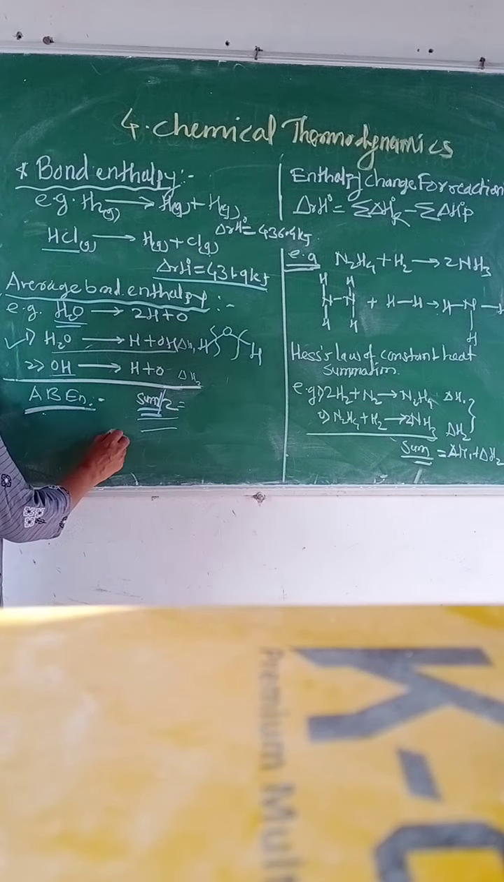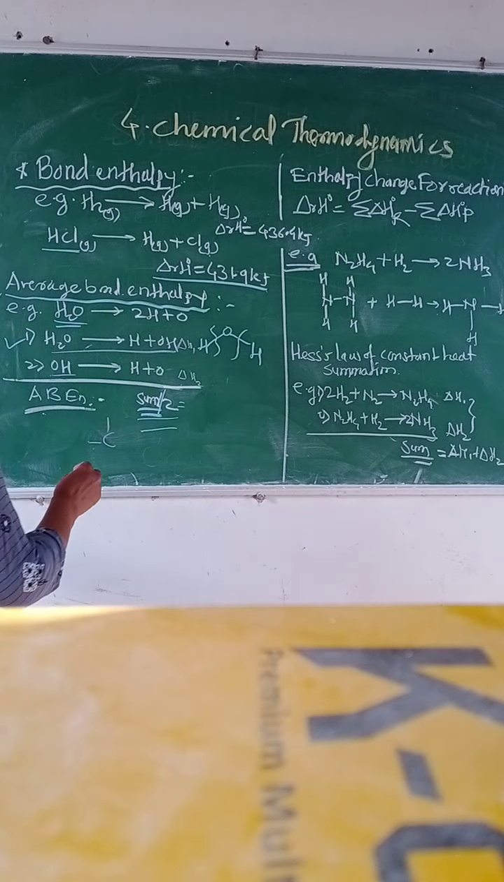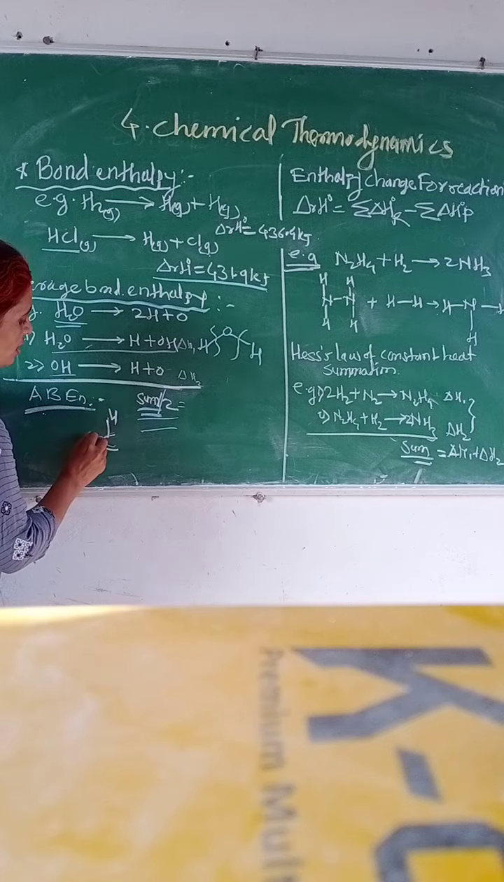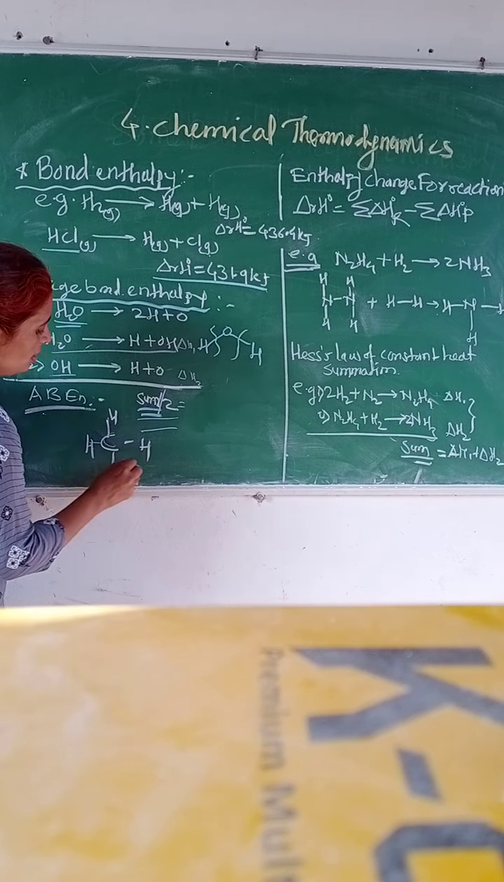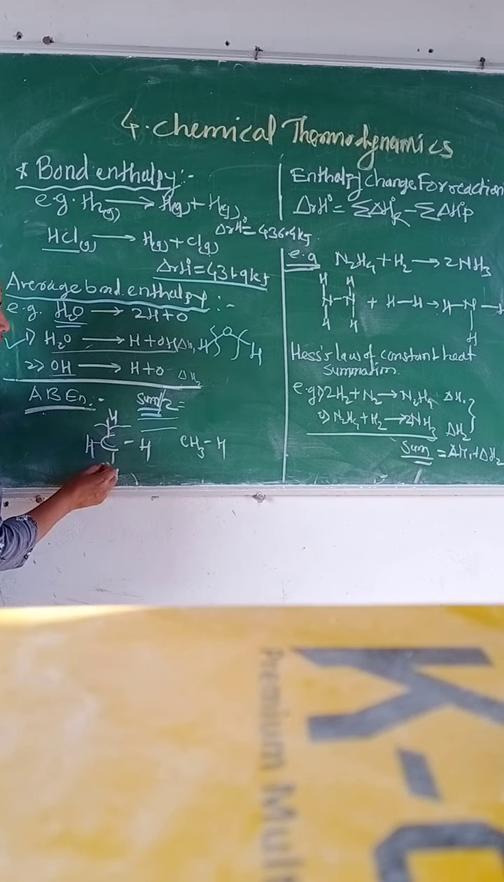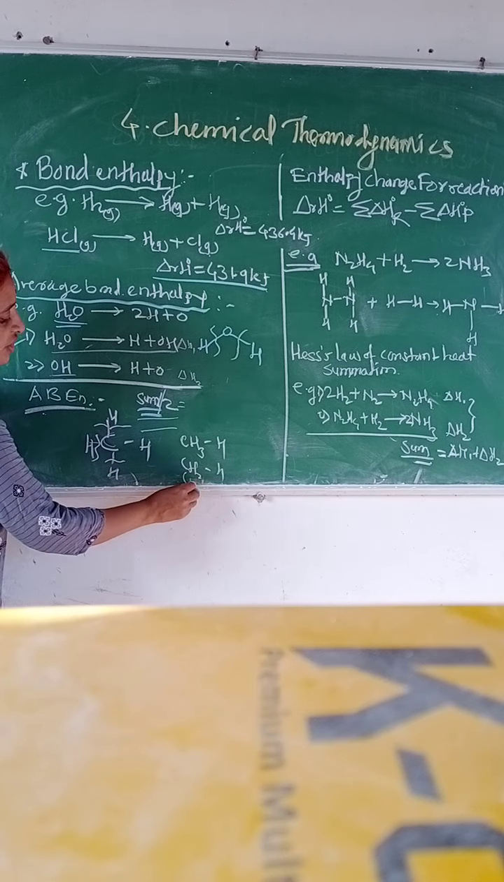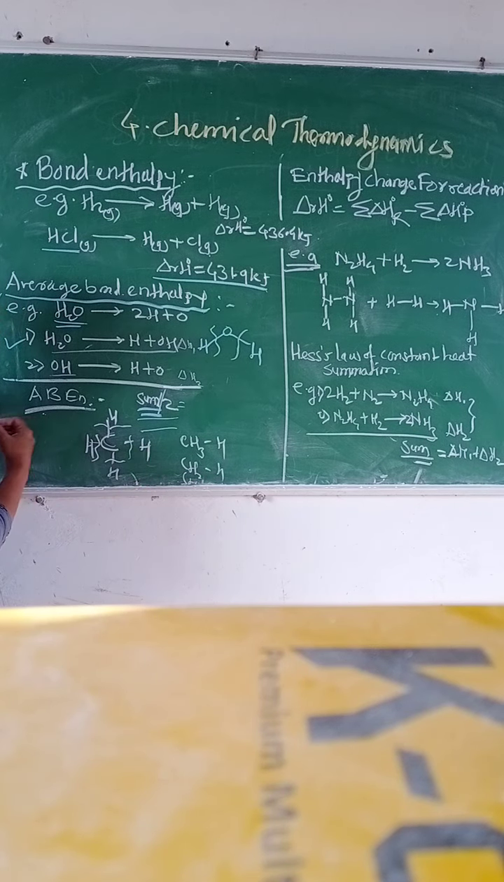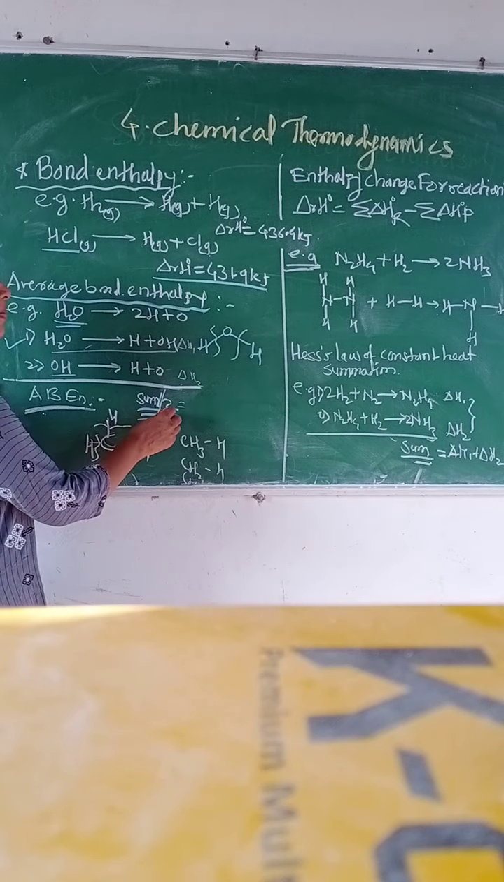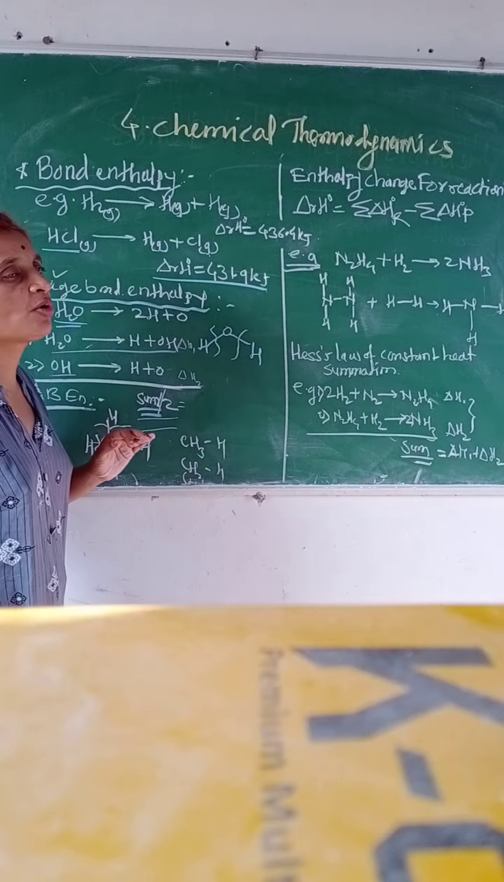Like the methane molecule, carbon has 4 CH bonds, with hydrogen, hydrogen, hydrogen and hydrogen. In the first step, one hydrogen breaks, leaving CH3. In the second step, CH2, one more hydrogen is removed. In the third, CH, one hydrogen. Then again carbon and hydrogen break. We have to calculate the average of these: the addition of delta H1, H2, H3, H4 divided by 4. Here 4 bonds break, so divided by 4, to calculate the average bond enthalpy.